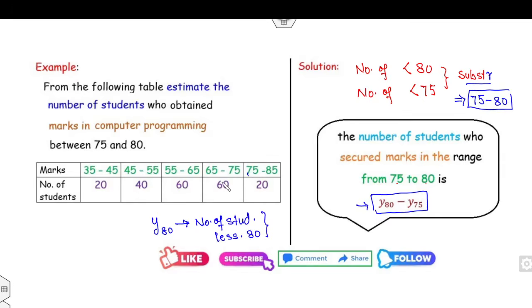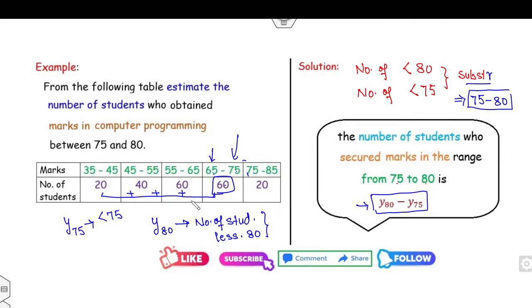So can you find from this table how many students there are whose marks are less than 80, or how many students whose marks are less than 75? Can you say this is the number of students whose marks are less than 75? No. This is the number of students whose marks lie between 65 and 75. How many students have marks less than 75? That is this quantity. If you add them, that is the number of students less than 75.